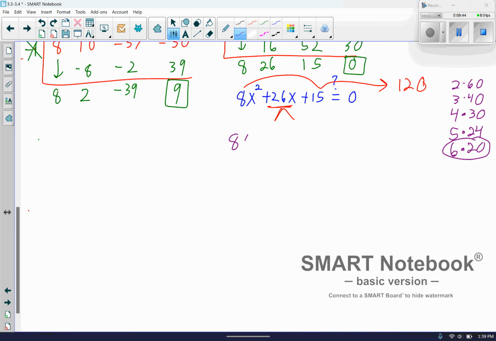So I still have my 8x squared, and it doesn't matter which one goes first. I'll put the plus 6x, and then the plus 20x. It doesn't really matter. And then plus 15 equals 0.